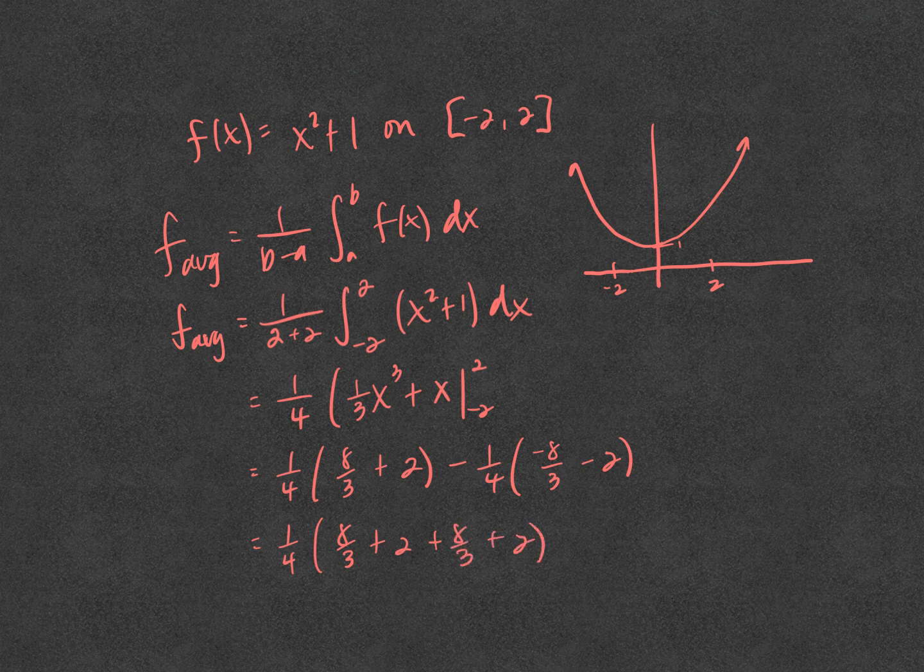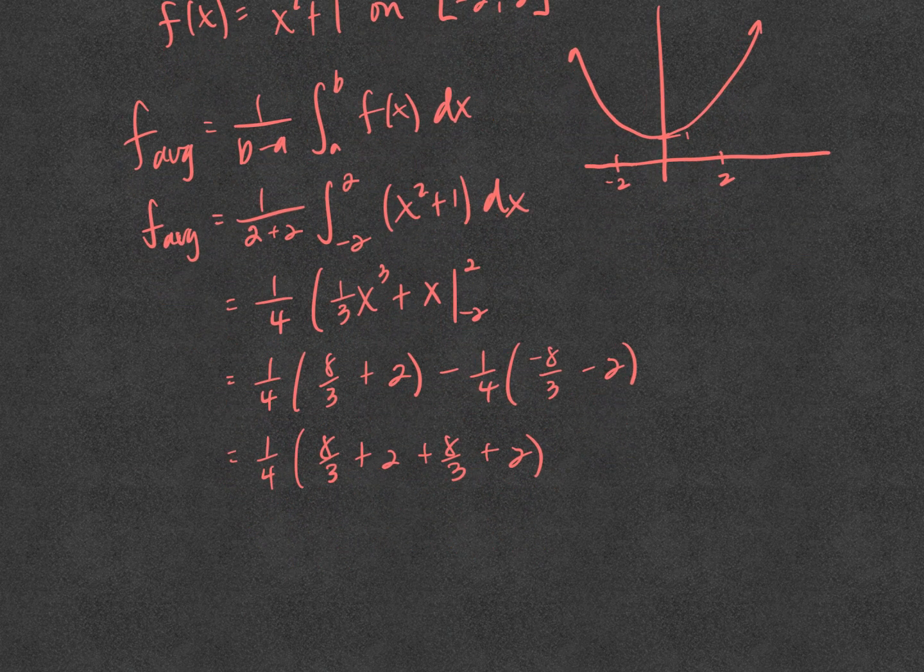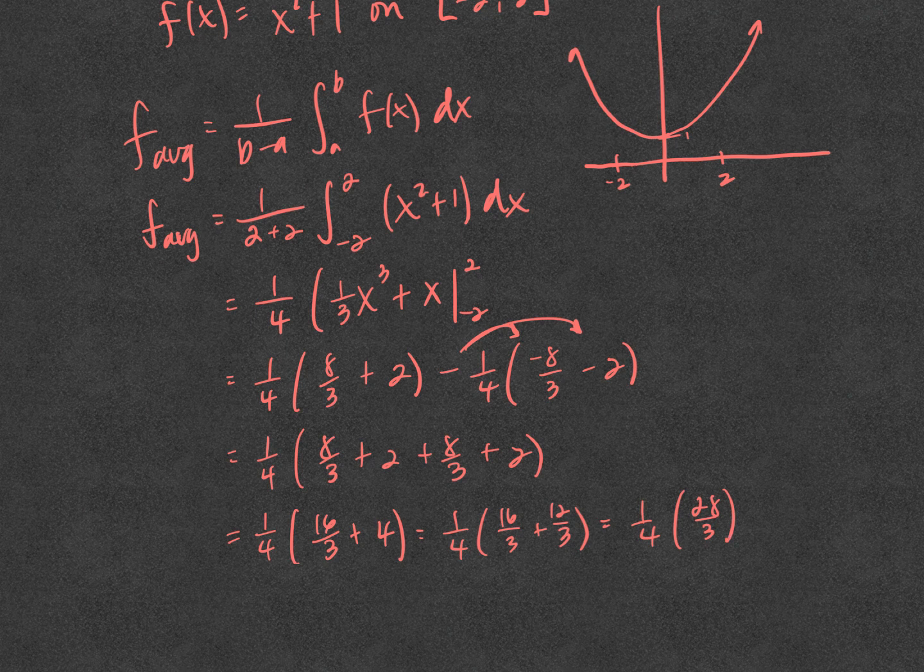Hopefully that's not some crazy magic there. I factored the 1/4 to the front and then distributed the negative, changing both of those signs. So now we have 1/4. If we add these, we have 8/3 plus 8/3 is 16/3 plus 2 plus 2 is 4. So we have 1/4, common denominator 3, 3. So we keep the 16, and 4 times 3 is 12. So we have 1/4 times 28/3, which becomes 7/3.